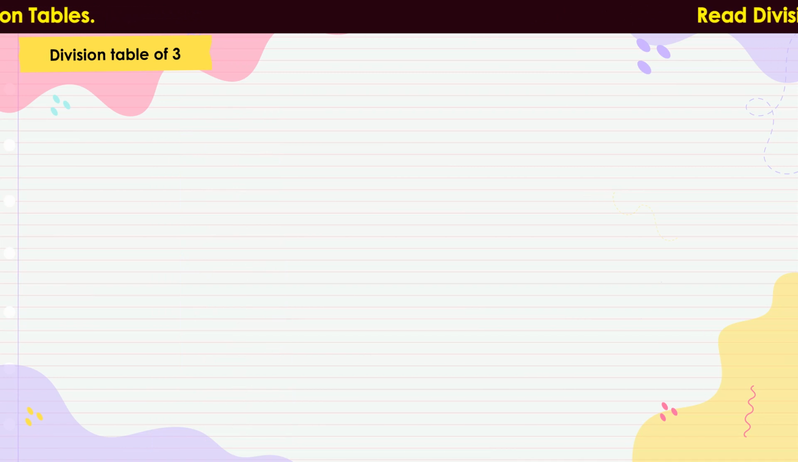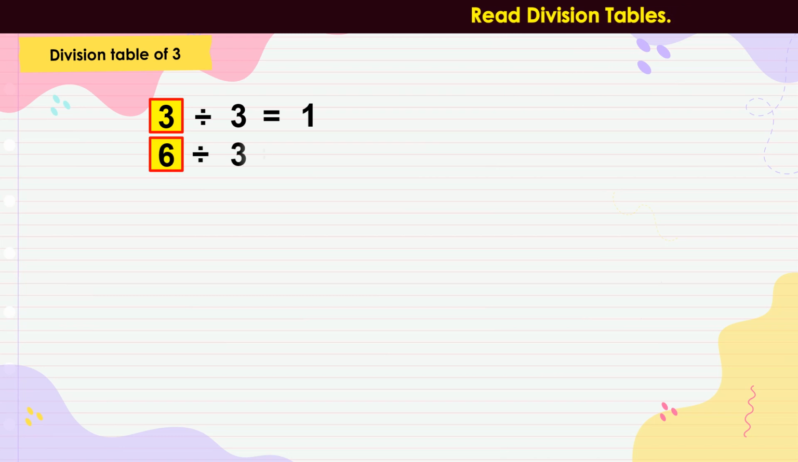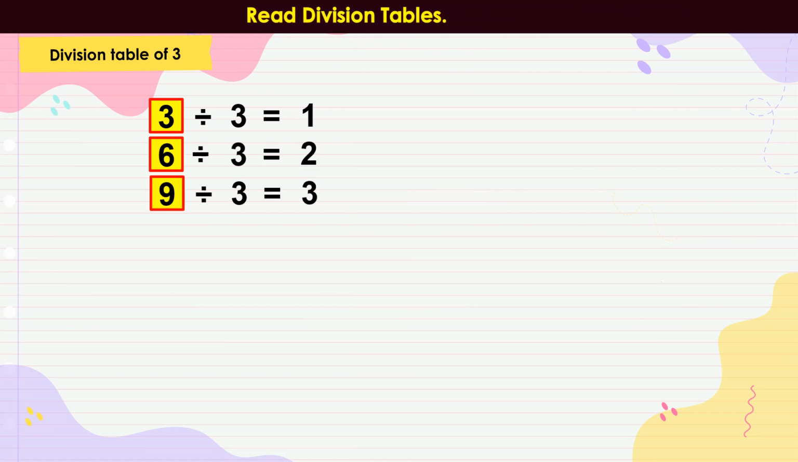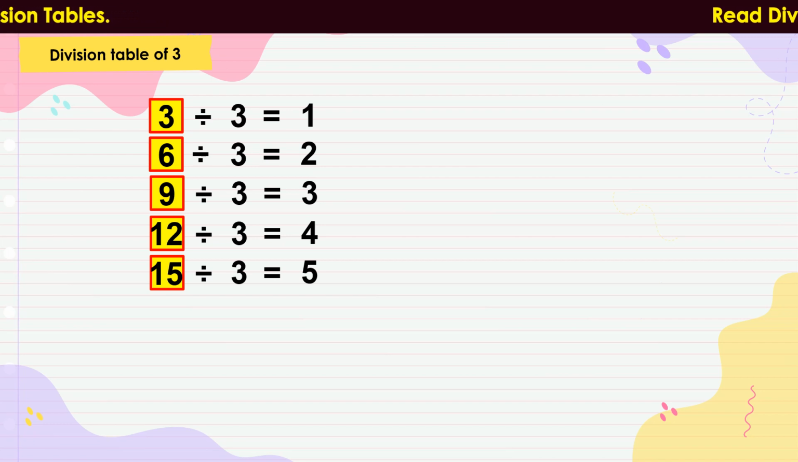Division table of 3. 3 divided by 3 is equal to 1. 6 divided by 3 is equal to 2. 9 divided by 3 is equal to 3. 12 divided by 3 is equal to 4. 15 divided by 3 is equal to 5.